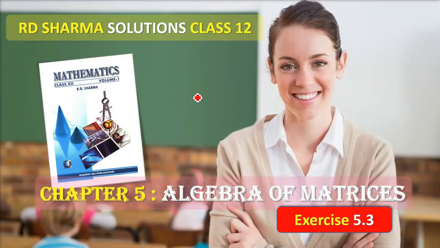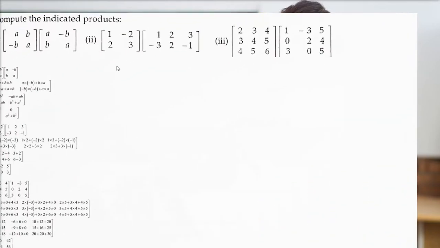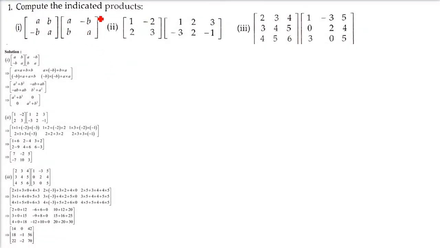This is R.D. Sharma Solution Class 12, Chapter 5, Algebra of Matrices. Exercise is 5.3. Compute the indicated products. So we have to multiply two matrices. So how do we do this? There is a proper procedure.